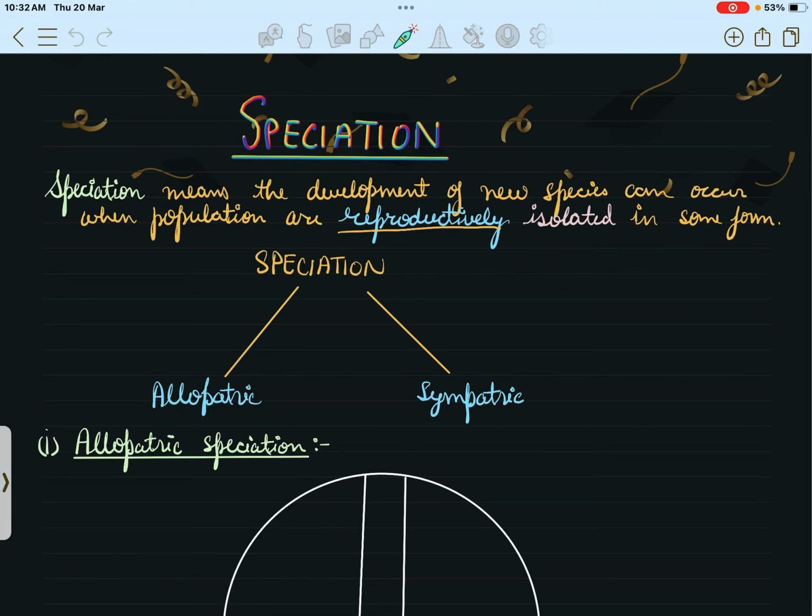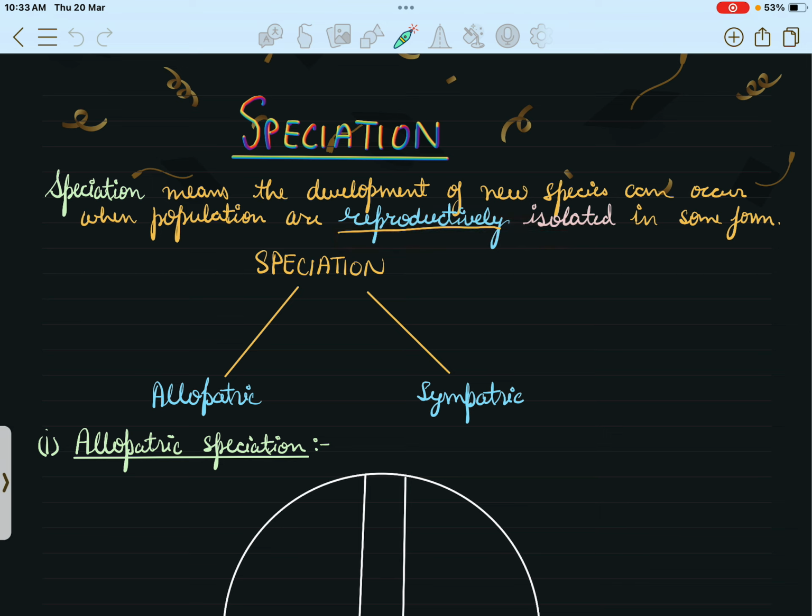So today's topic that we are going to learn is about speciation. If we try to split up the word speciation, we'll get two words, which are species and ation. Species, as the name suggests, refers to the organism or the individual, and ation means a process or the action. If we dig deep into the definition of speciation, we'll get to know that it means the development of new species can occur when populations are reproductively isolated.